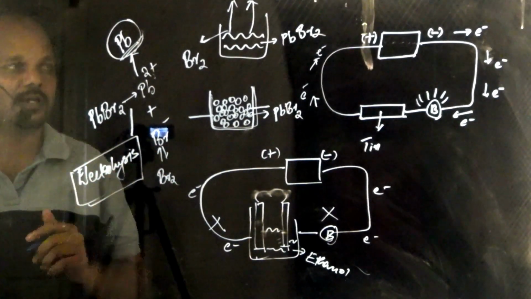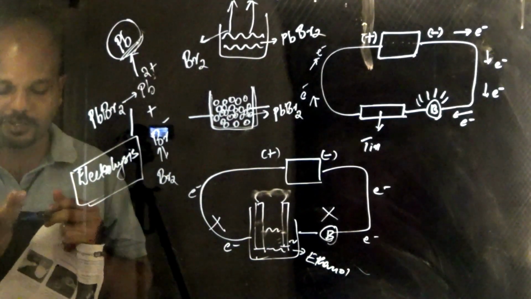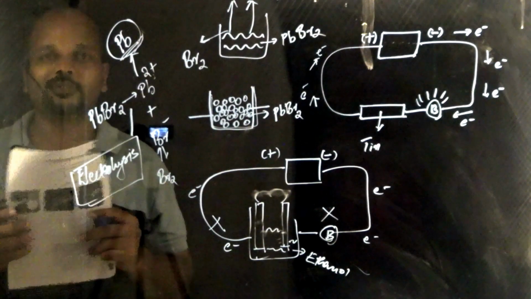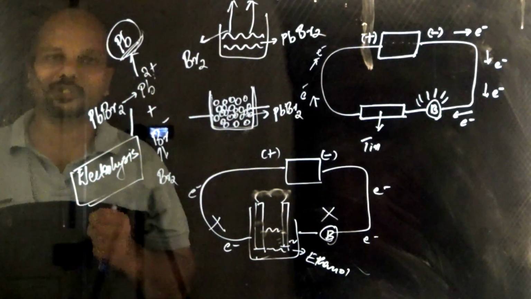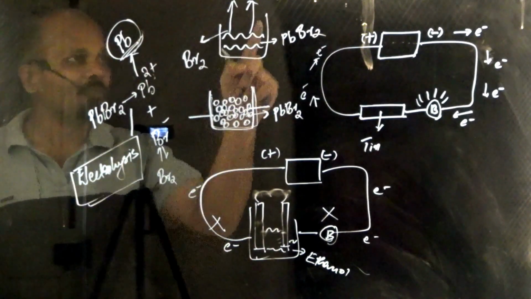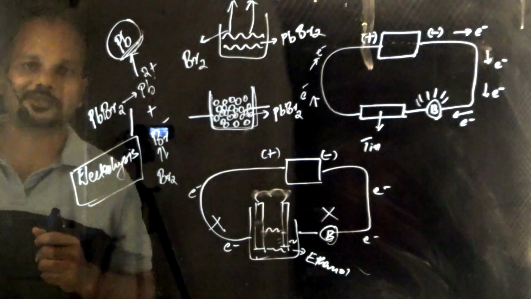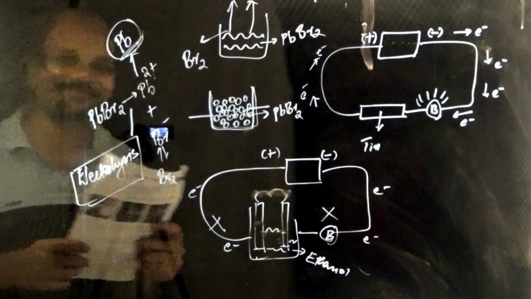So electrolysis is a breaking up of bonds, breaking up of molecules, and that is what is called electrolysis. And this bromine vapor is getting released. So what you can understand is that this molten lead bromide is a very good conductor. It's a pretty good conductor. It allows the passage of electricity.